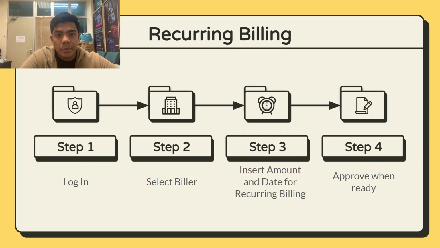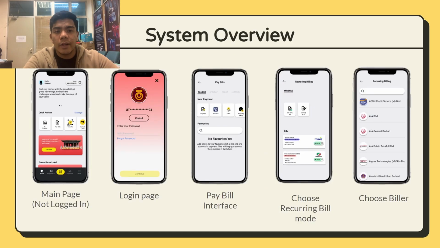Then for step 3, we can insert the amount, and also we can set the date for the recurring billing. Then step 4, the user can approve the recurring billing when ready. If they just want to test the system, they can just reject, so that's no problem. But if they approve, a screen will show up saying that the date is registered for recurring billing. Right now I'm going to show the system overview.